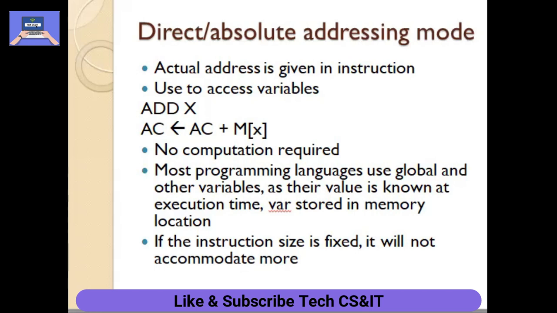And the effective address of this is where the operand is present. The effective address is in the instruction itself. So basically, the effective address is in the instruction itself. Let's consider we have 16-bit instructions, and we have 4 bits for the opcode. The address should be 12 bits, so it can't be more than that.